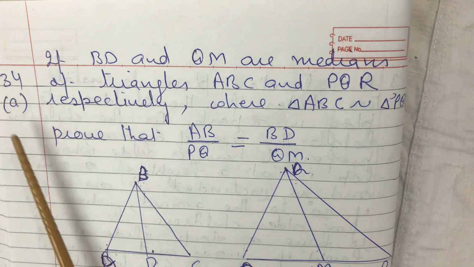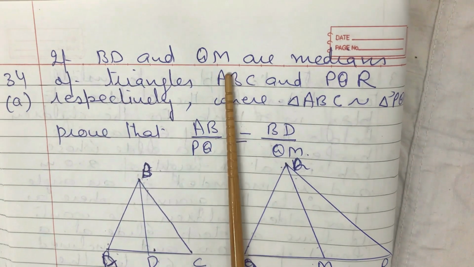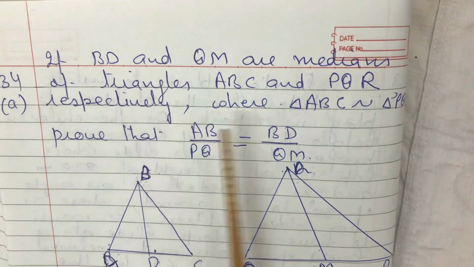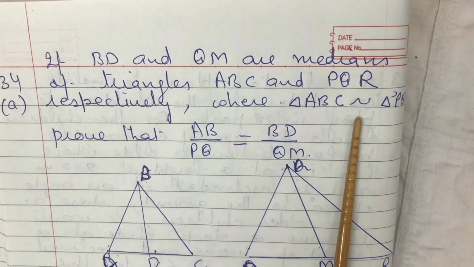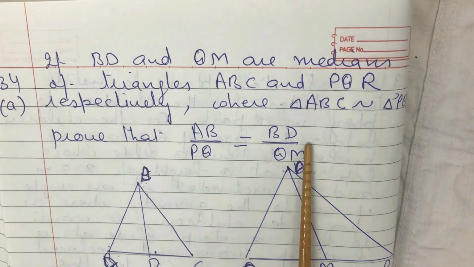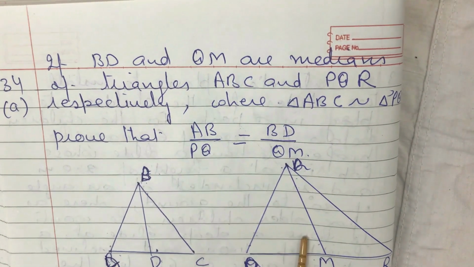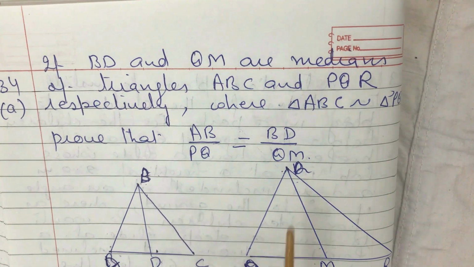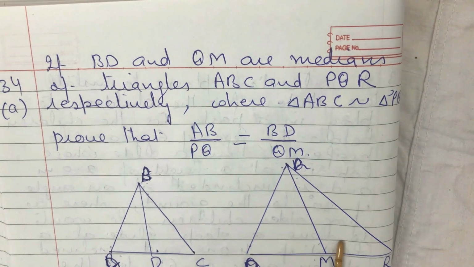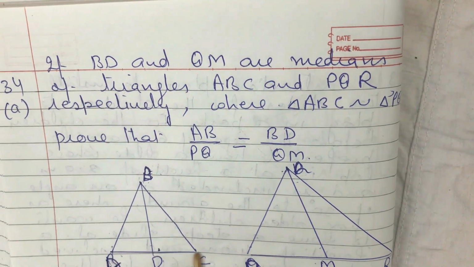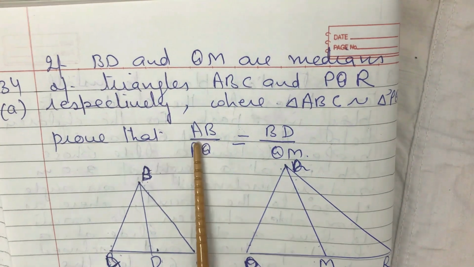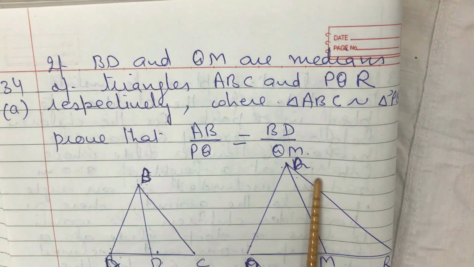Now 34th question, A part. If BD and QM are medians of triangles ABC and PQR respectively, where triangle ABC is similar to triangle PQR, prove that AB upon PQ is equal to BD upon QM. Now we have these 2 triangles, ABC and PQR. BD is the median of this triangle, QM is the median of this triangle. It means D is the midpoint of AC, M is the midpoint of PR. We are to prove AB by PQ is equal to BD by QM.